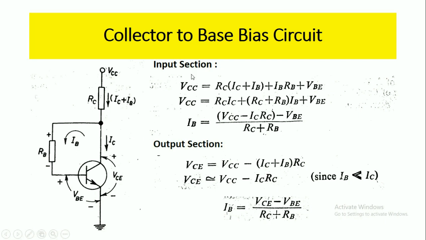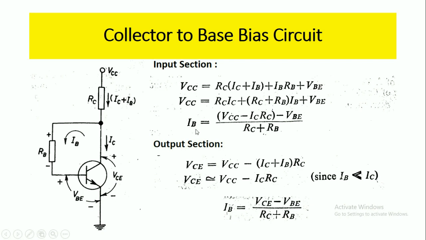Okay, so when you're going for that input section, we have VCC equal to IC plus IB into RC plus IB RB plus VBE. So VCC equals RC into (IC plus IB) plus IB RB plus VBE, and from this you extract the base current IB. Then IB equals (VCC minus IC RC minus VBE) by (RC plus RB). So this is about the input section side.